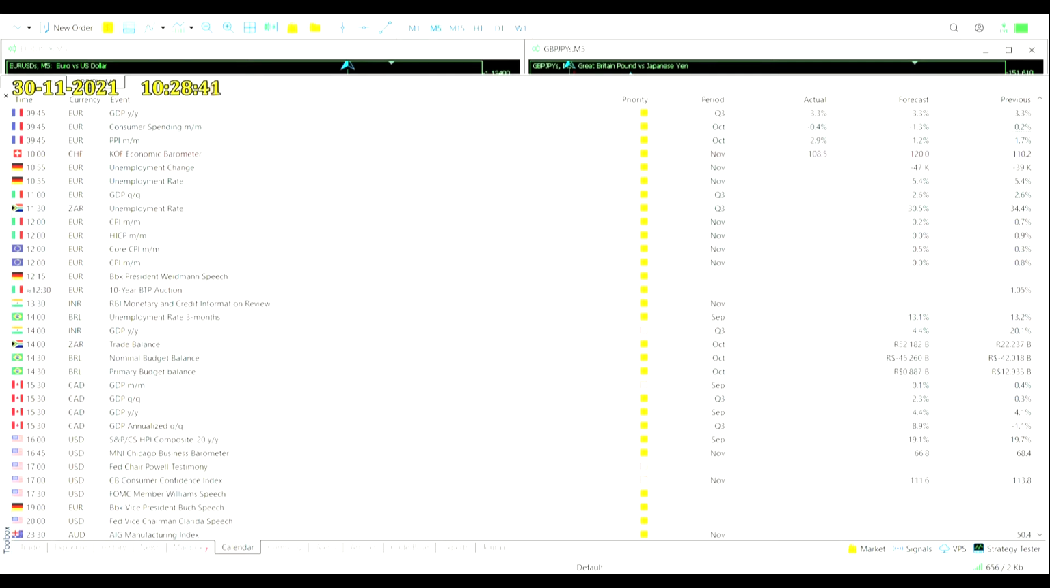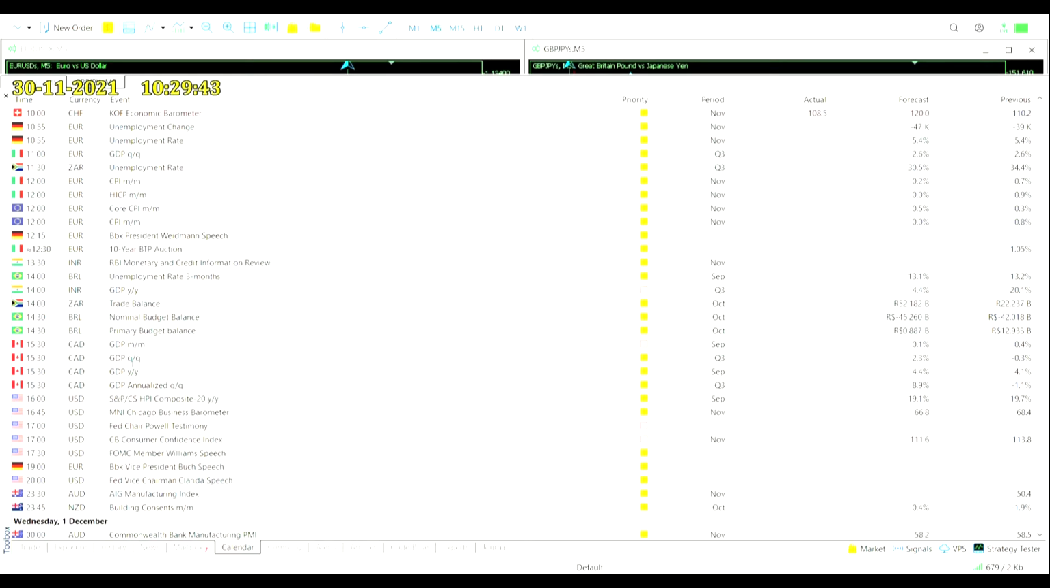What's coming out throughout the day? Unemployment rate from Germany in 25 minutes. GDP quarterly from Italy at 11 o'clock. And the CPI month on month from Italy as well, 12 o'clock. That's an hour and a half away, and that'd be an interesting figure to see. At the same time, we get CPI from the Eurozone as a whole. Italy CPI forecast at 0.2%. I think it's going to be higher.